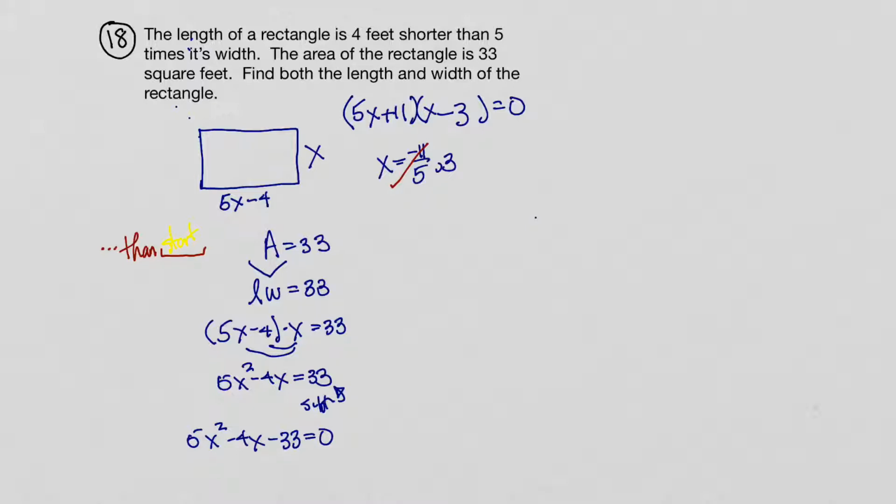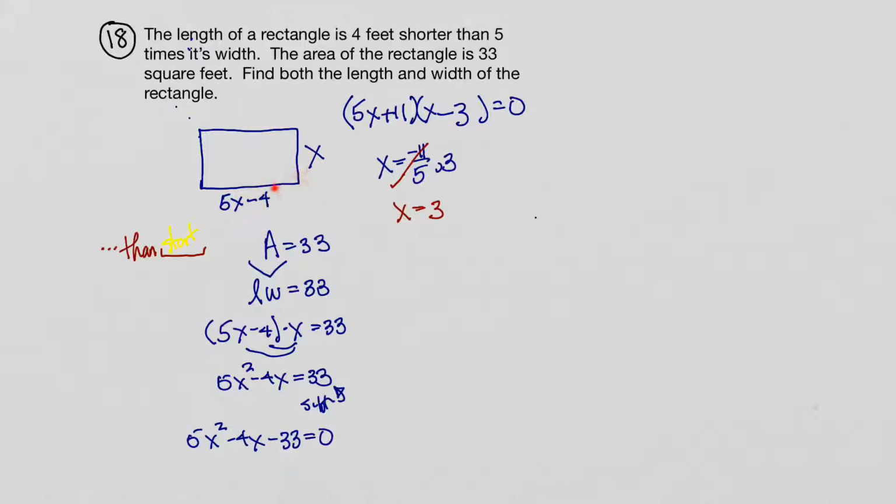If you follow it all the way back through all our work, x is the width of a rectangle, and we can't have a negative number here. So we're going to say x is 3. So what we've got now is that x is 3, and then what is x? X is the width. We need the length.